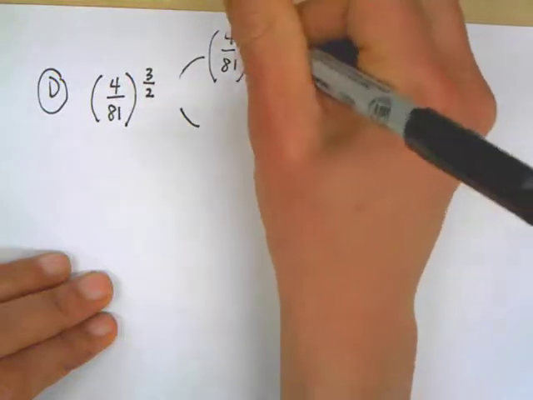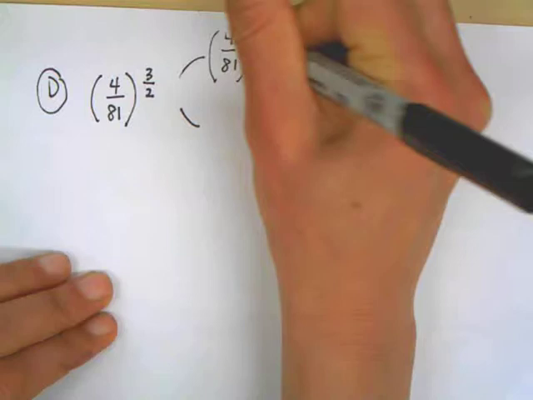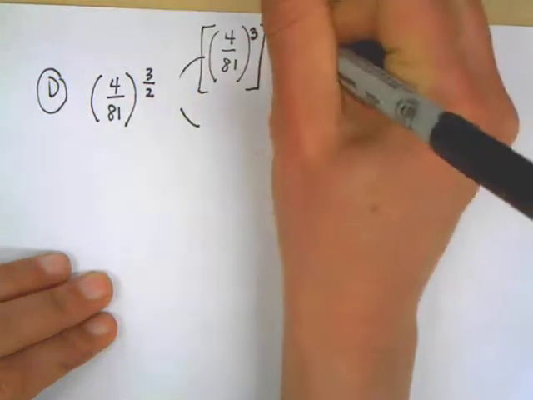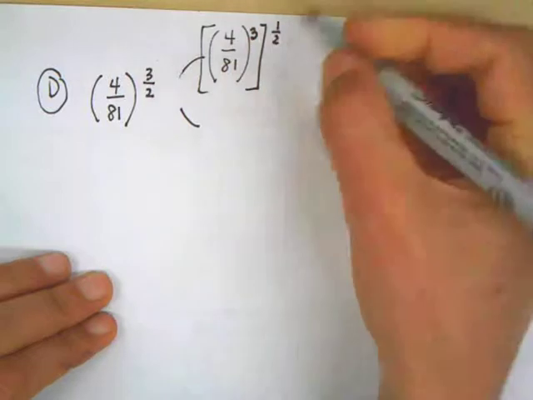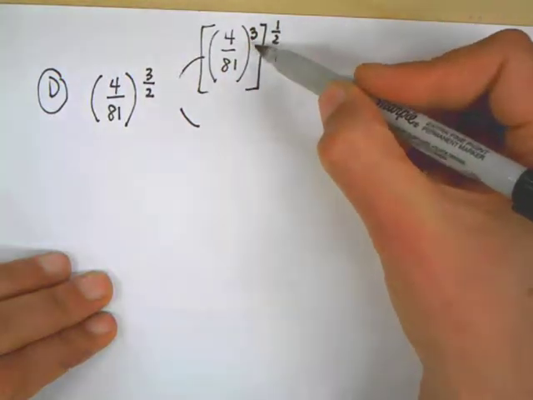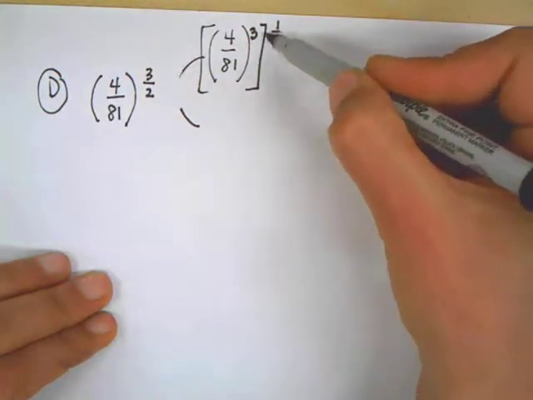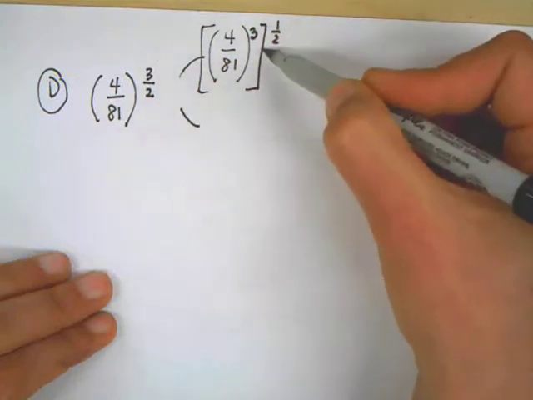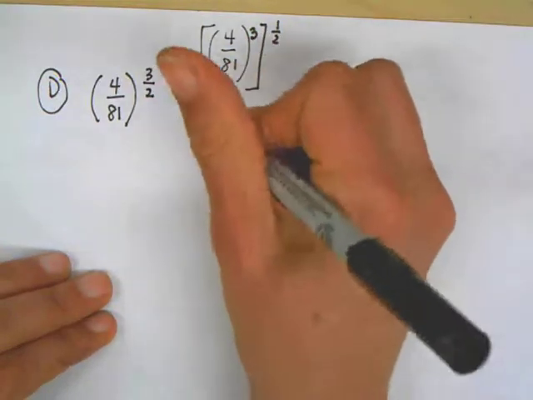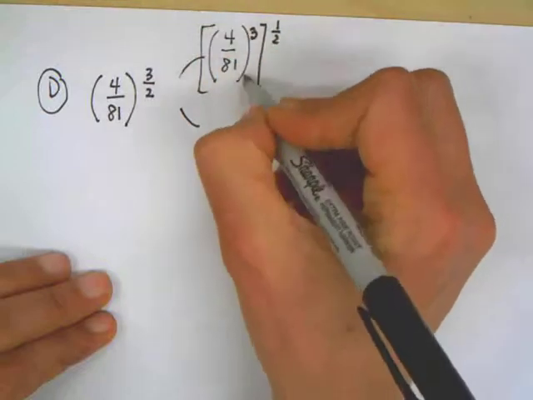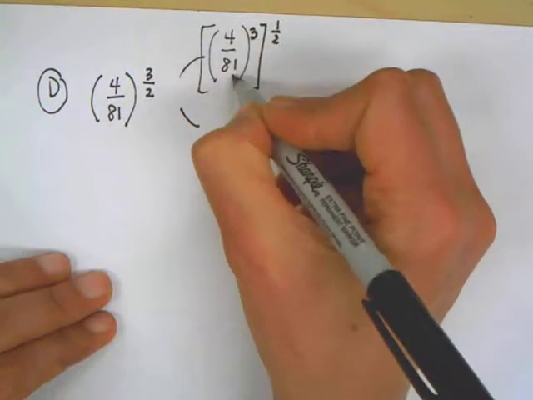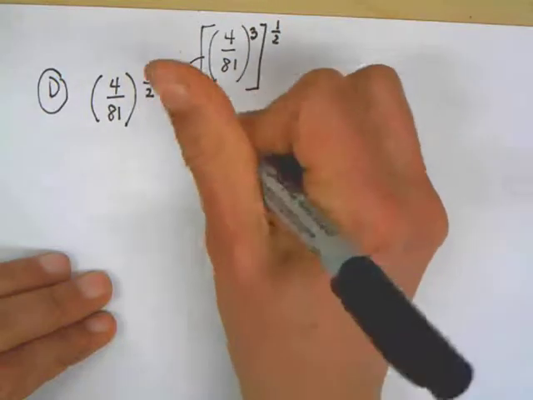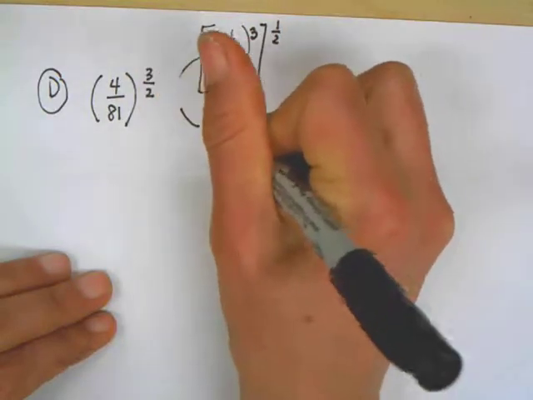So we've learned in our laws of exponents that when you take an exponent and you raise that to an exponent, you multiply those. So exponent to an exponent, 3 times 1/2 is 3/2. So this is one way to rewrite this. And I'm putting the parentheses because this 3, this cube, goes with the whole fraction. So I'm using parentheses and then brackets here.